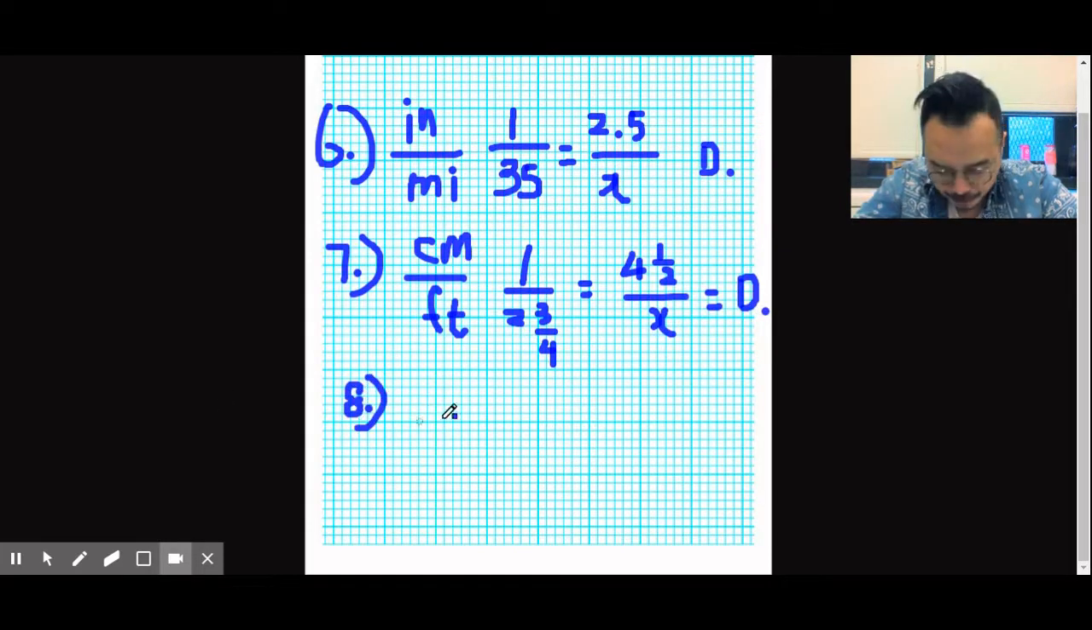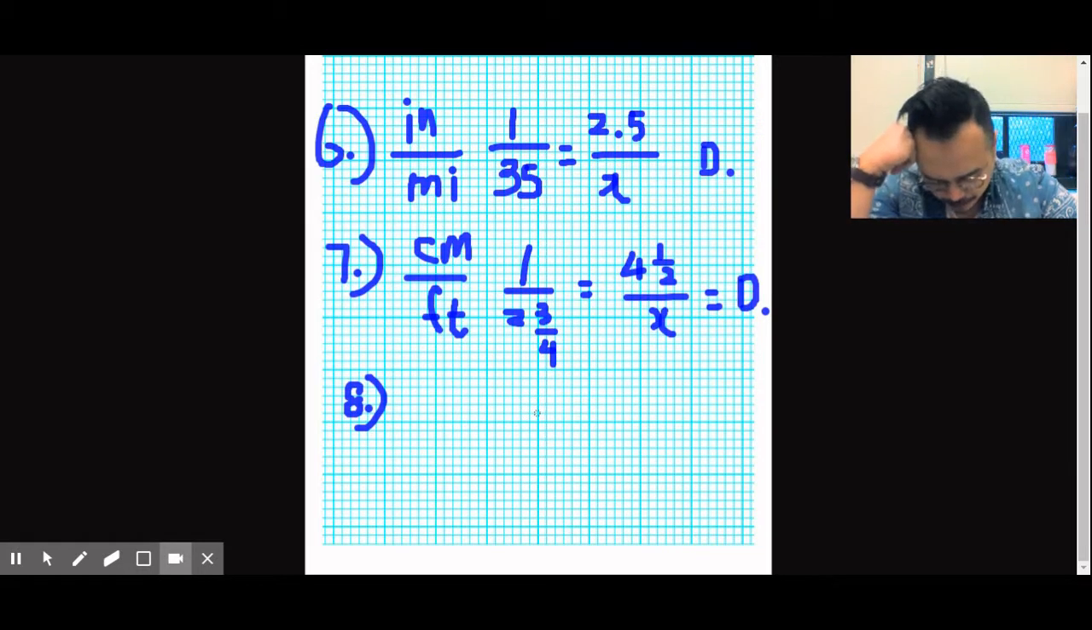8. Now, this one's good. Based on the graph, which statement is true? A, point R means that the unit rate is $10 per pound. That is absolutely untrue. $10 gets you 4 pounds of turkey. So cross A out.